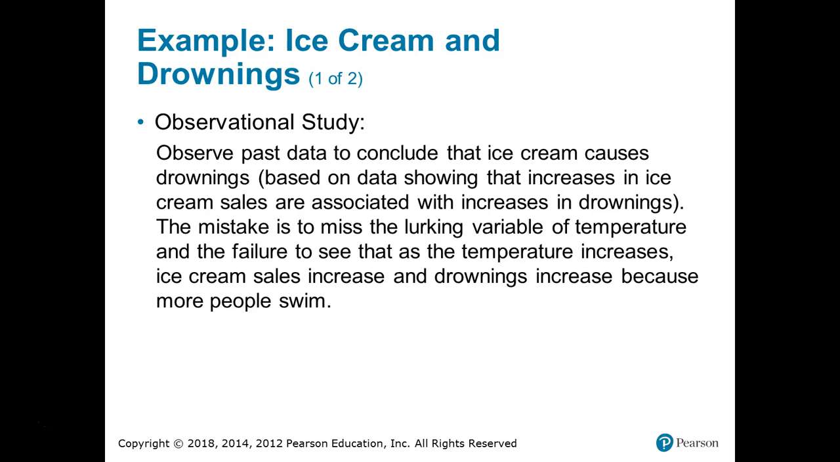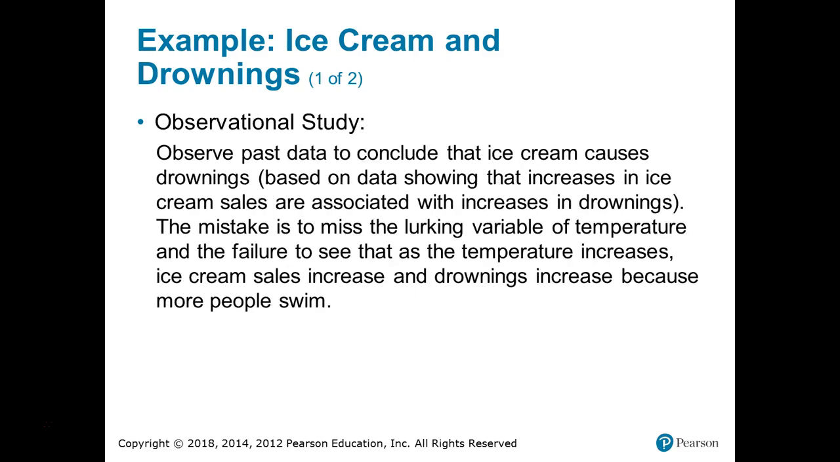So let's look at an example. Ice cream and drownings. So observe past data to conclude that ice cream causes drownings. Okay, how would ice cream cause drownings? Well, based on data showing that increases in ice cream sales are associated with increases in drownings. The mistake is to miss the lurking variable of temperature, and the failure to see that as temperature increases, ice cream sales increase and drownings increase because more people swim.